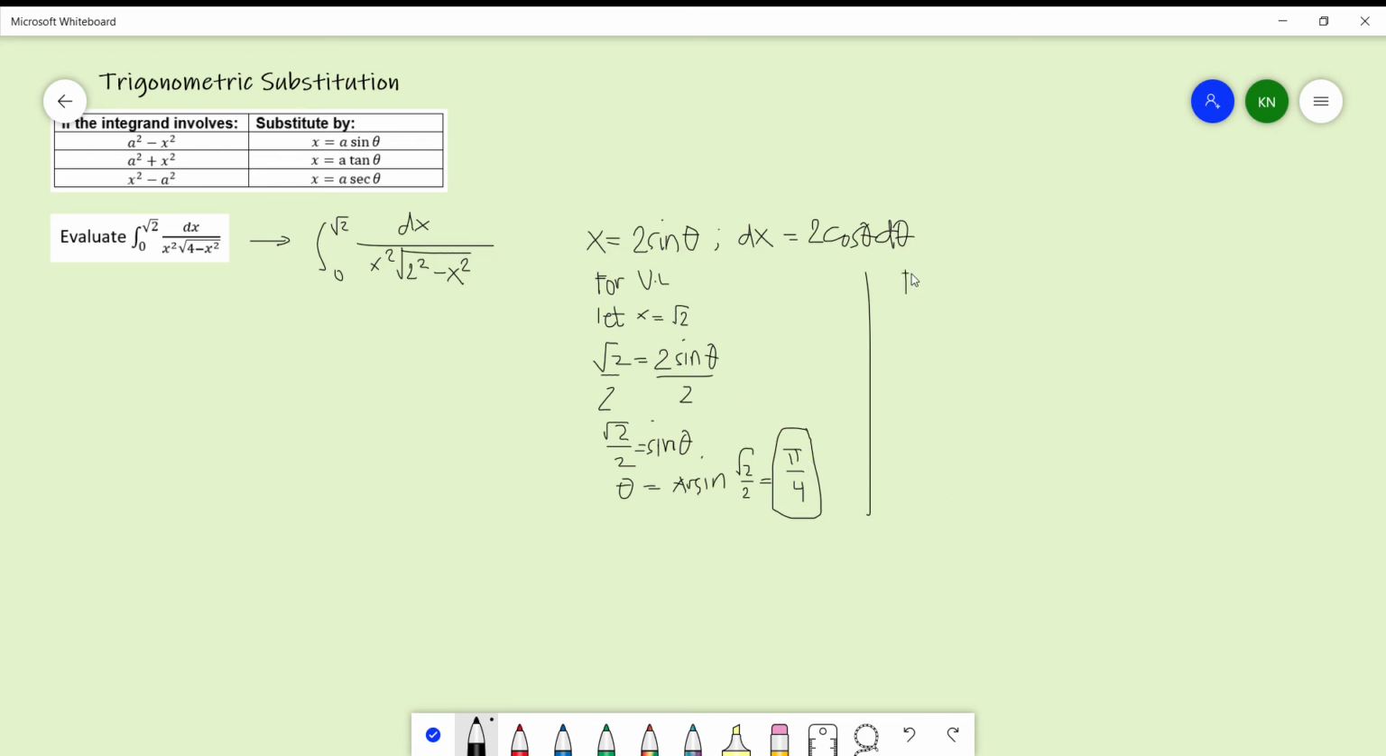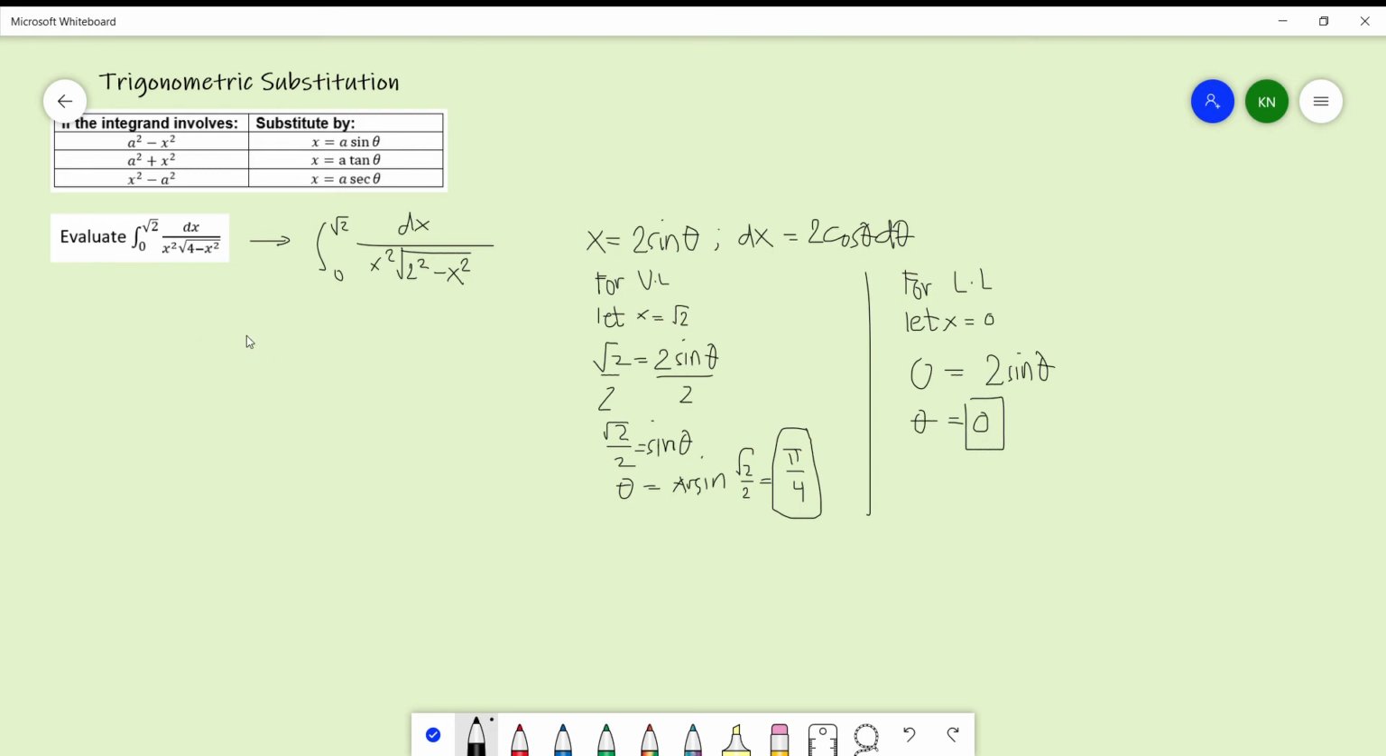Now, changing our lower limit, or LL, we let x equal the lower limit value, which is 0. Now, 0 is equivalent to 2 sine theta, and if you calculate that, theta is still equivalent to 0. So our lower limit is still 0.